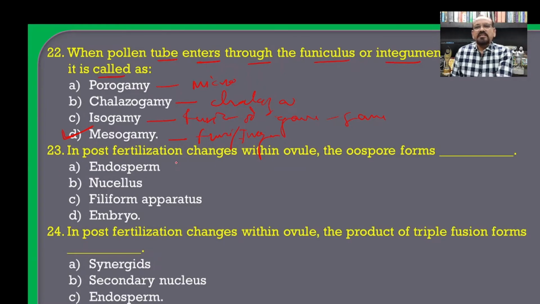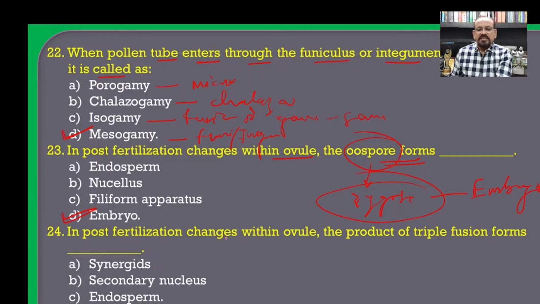In post fertilization changes within the ovule, the oospore forms. Post fertilization changes mean after the fusion of the male gamete with the egg and the fusion of the second male gamete with the secondary nucleus. And here it asks about the oospore, and oospore means the zygote. If we see the fate of the zygote, the zygote develops into the embryo, and it means that D will be the correct answer for this question.